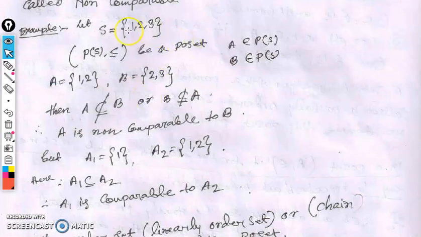So here we take an example to clear your idea. Let S be a set consisting of three elements, 1, 2, 3. What does P(S) represent? P(S) represents the power set of the set S. Here we have to mark what is the meaning of power set.